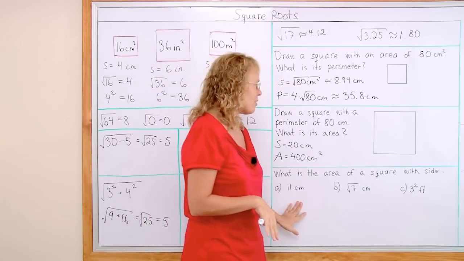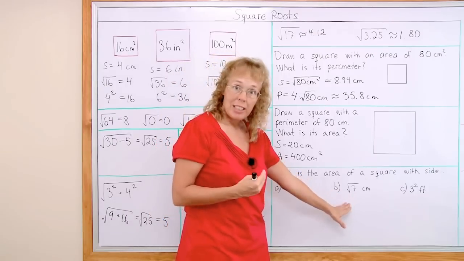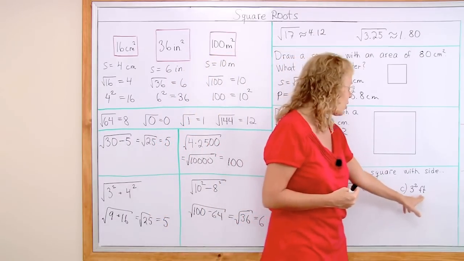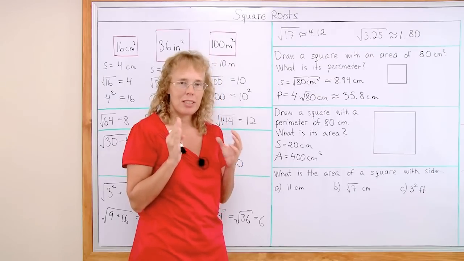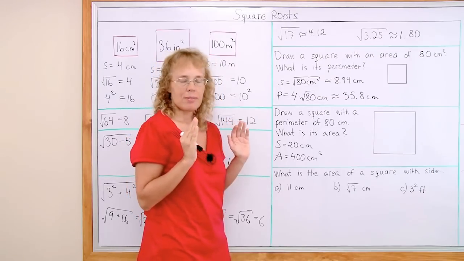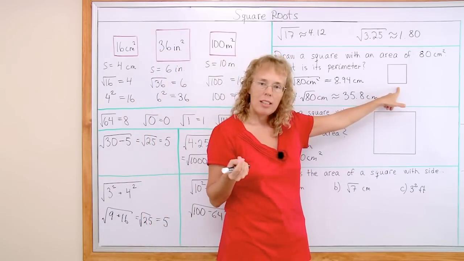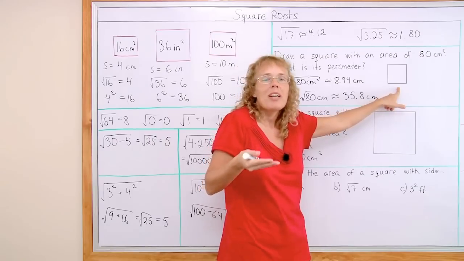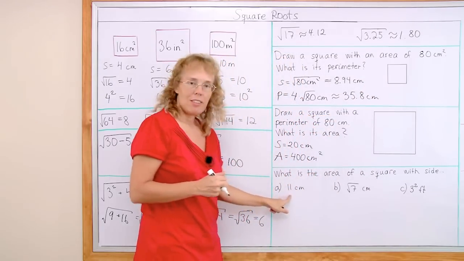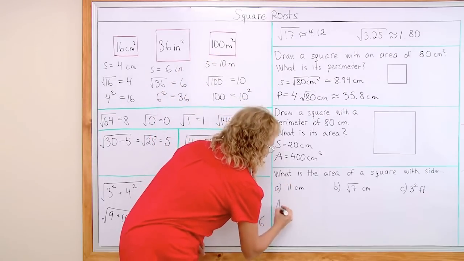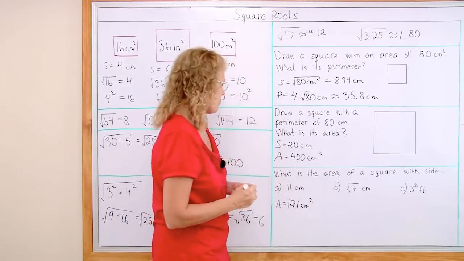Lastly, what is the area of a square with side length 11 centimeters? Square root of 7 centimeters and then 3 squared feet. Just keep things straight. What are we given? We're given the side length. If you know the side length, how do you calculate the area? You multiply the side times side, right? So just take 11 times 11. That will be 121 square centimeters.